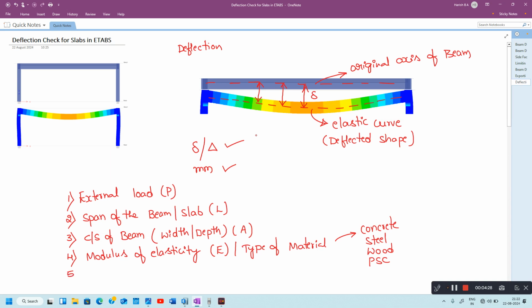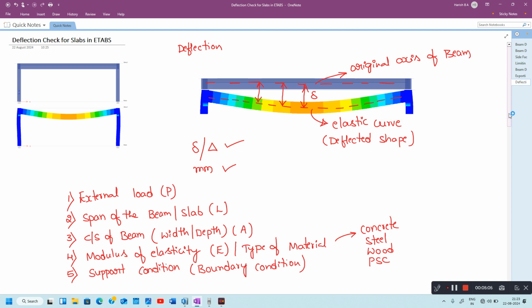The last factor will be support condition or boundary condition. These will affect the deflection of a member.